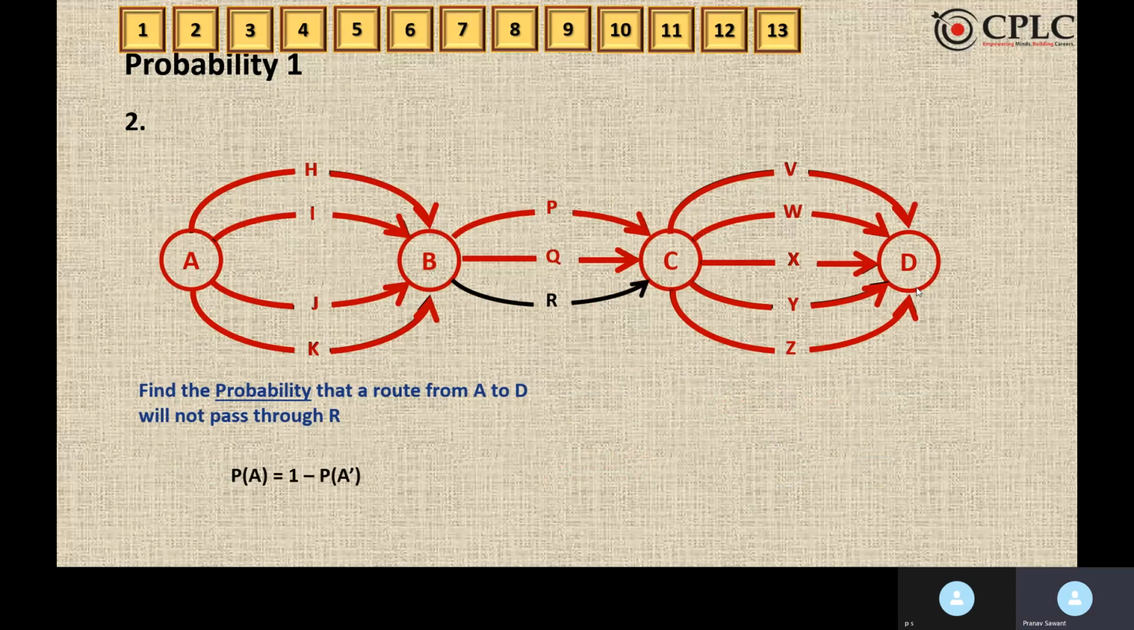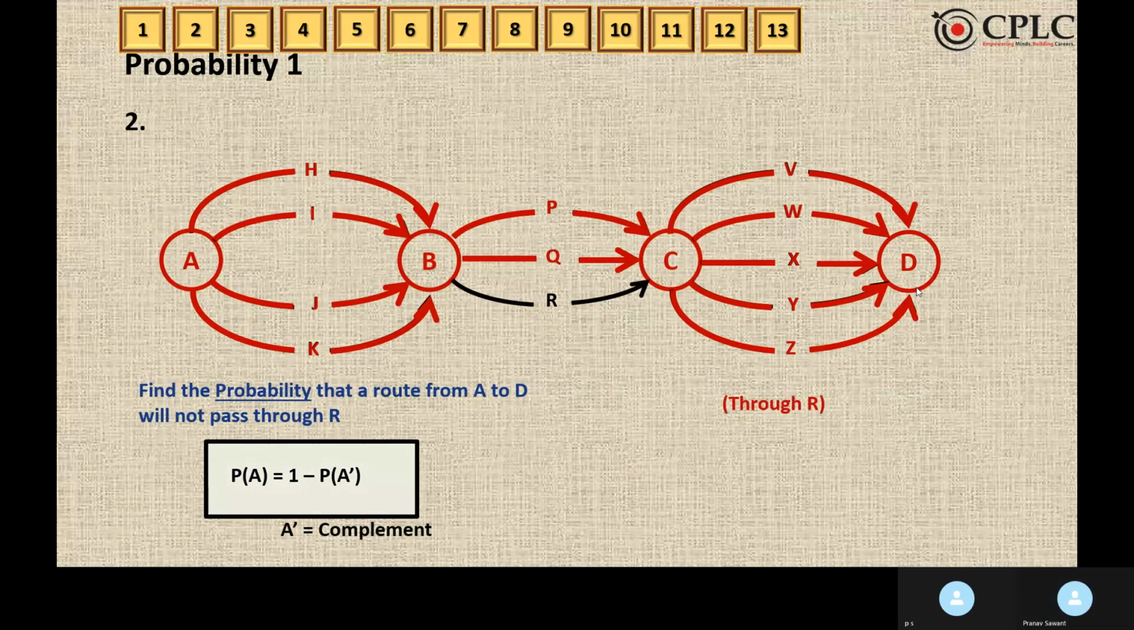Now, we can also take the complement part. So we'll find out probability of A is equal to 1 minus probability of A complement. A complement means we have to take the opposite of what is said. So not pass through R will become pass through R. So through R, how many routes are there? 4 into 1 into 5, because we are making it pass through R. That means it's 20. 20 upon 60, so that is 1 by 3. Now 1 minus 1 by 3 is 2 by 3, hence 2 by 3 is the answer. So there were 2 ways to solve this question.